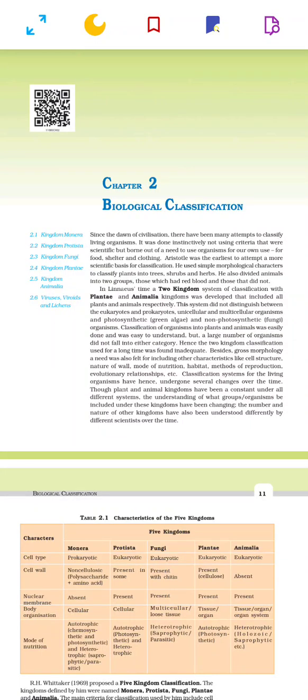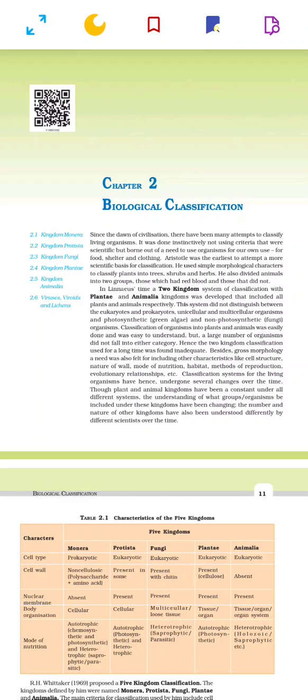Since the dawn of civilization, there have been many attempts to classify living organisms. It was done instinctively, not using scientific criteria, but born out of a need to use organisms for our own use, for food, for shelter and clothing. Aristotle was the earliest to attempt a more scientific basis for classification. He used simple morphological characters to classify plants into trees, shrubs and herbs. He also divided animals into two groups, those which had red blood and those that did not.